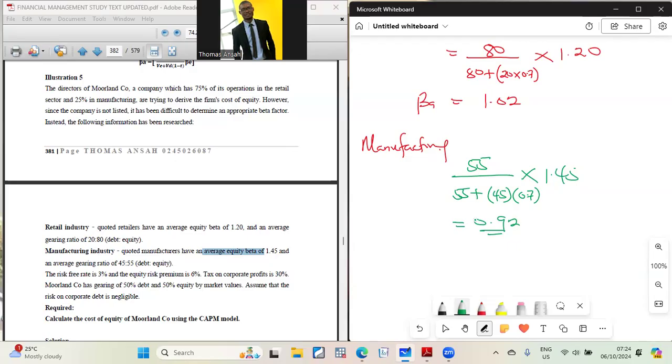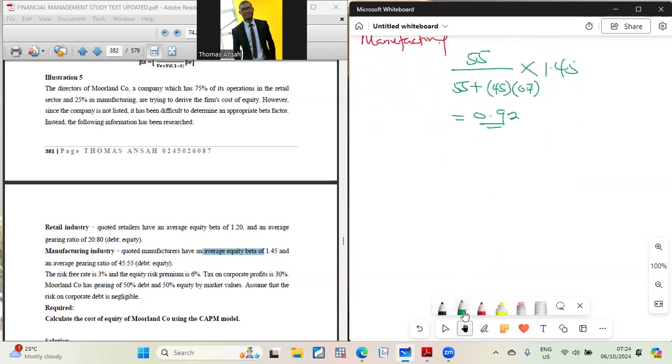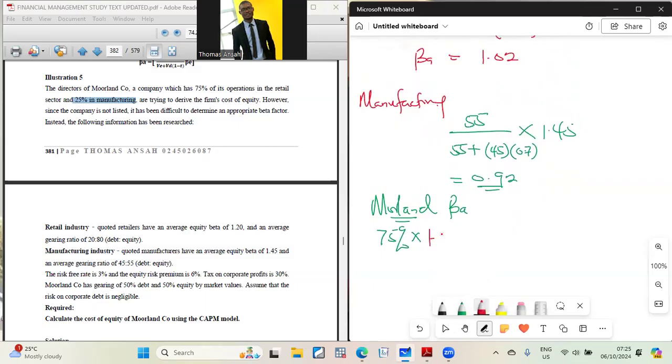So now this is for the industry. So now we come to what Morland is doing. So Morland's beta A, the company that we are working for, they told us that he has 75% Morland's beta A. 75% of Morland is into retail. So what did we get for the retail? That was 1.02. That is the first part of the beta. Then plus the other manufacturing, which is 25% of Morland, being for 0.92.